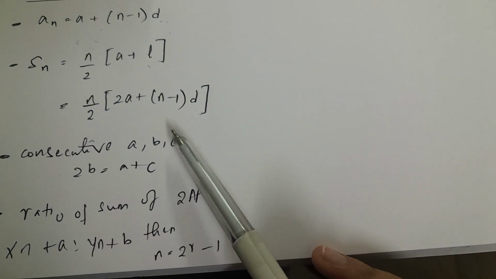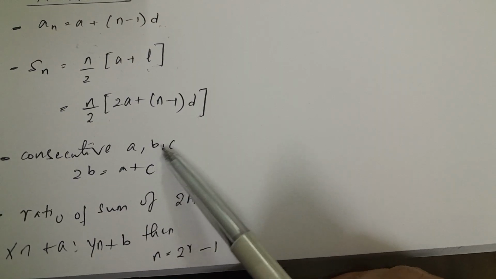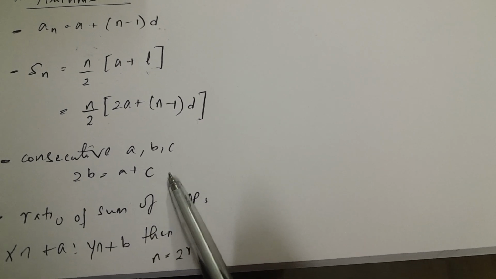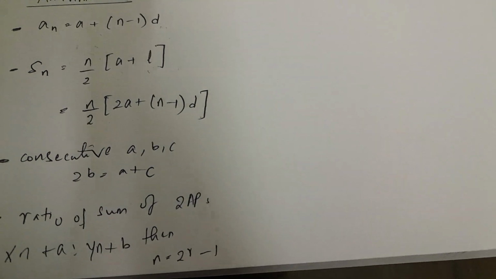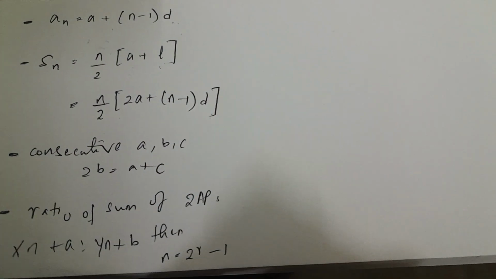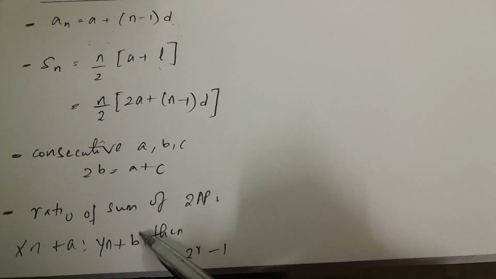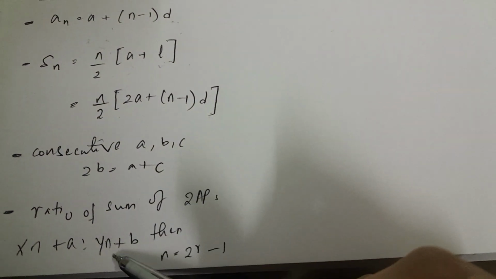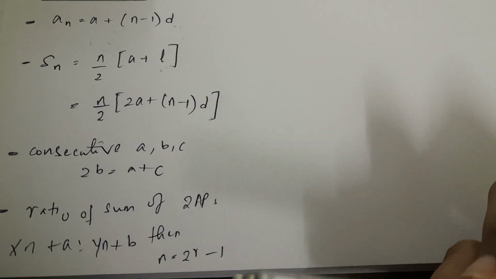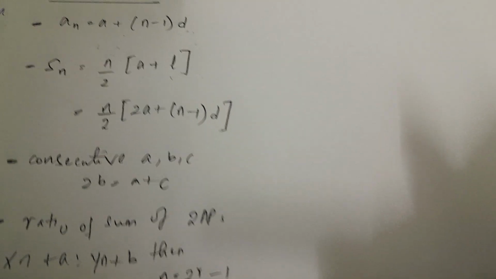And let's say we have three consecutive terms in an AP, a, b, and c. The relation between them can be given as 2b equals a plus c. And let's say they asked you the ratio of the sum of two APs as xn plus a is to yn plus b. Then you can get the value of n as 2r minus 1, where r is the ratio of the terms that they will be asking for in the question.